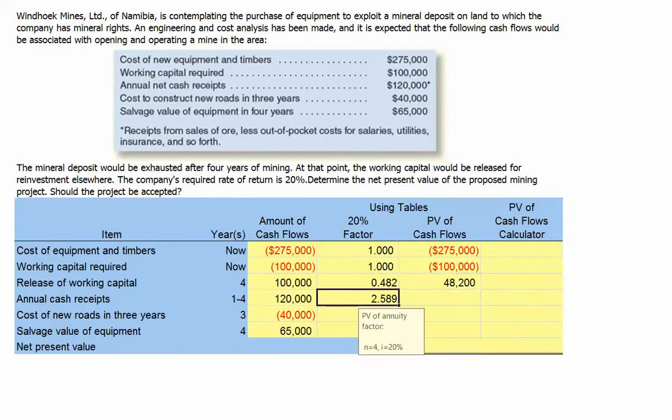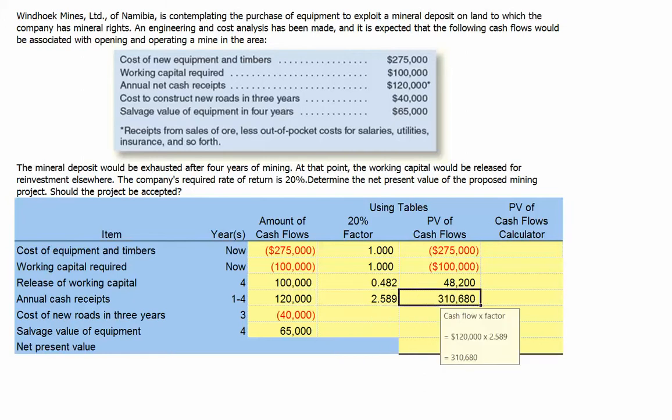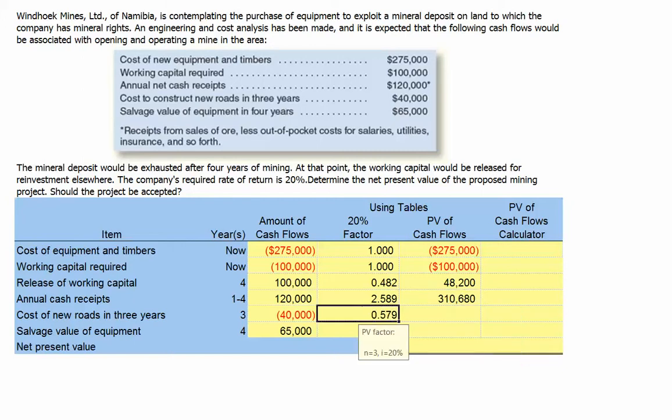The annual cash receipts need to be looked up for a present value annuity factor. In Table 3, we look for 4 periods and a 20% interest rate and find a factor of 2.589. This is multiplied by the $120,000 annual cash flow to get a present value of $310,680.